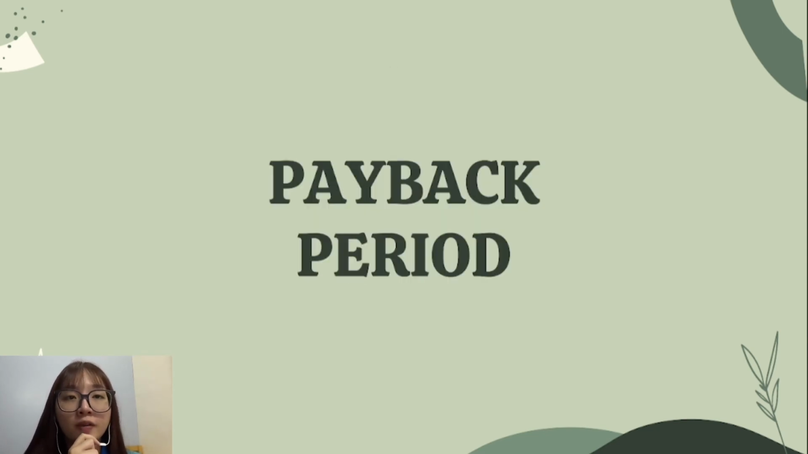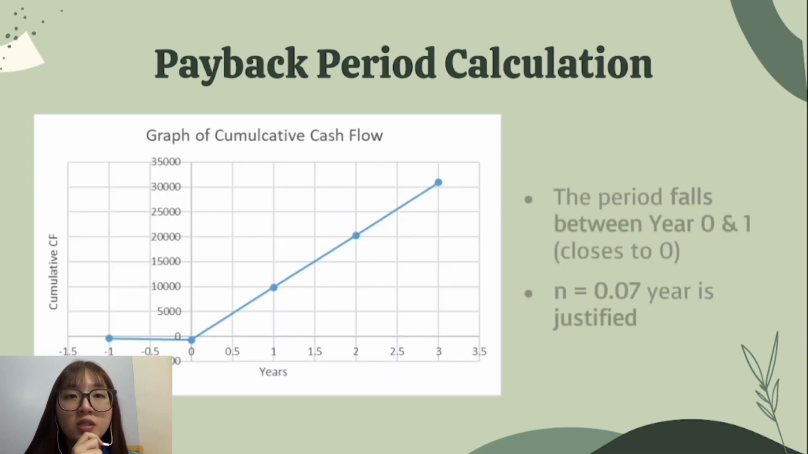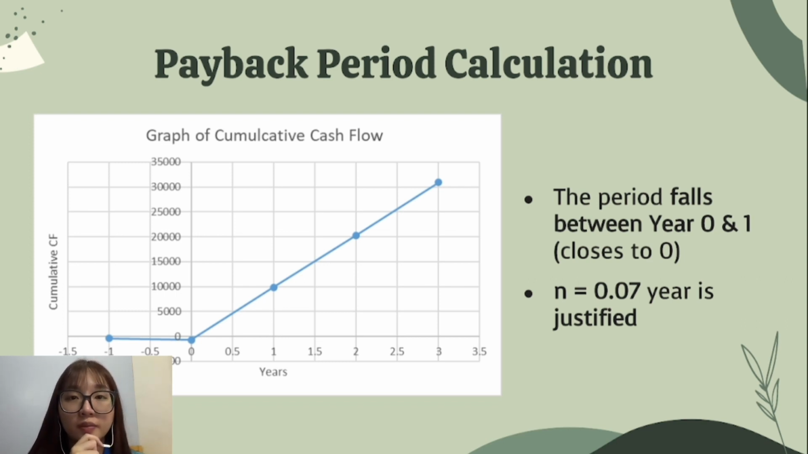Besides, we have calculated the payback period based on the cumulative cash flow that's shown in the table just now. By doing the interpolation, we get that the payback period is equal to 0.07 year. From this graph, it can see that the period falls between the year 0 and 1, which closest to 0, and thus the payback period equals to 0.07 year is justified.